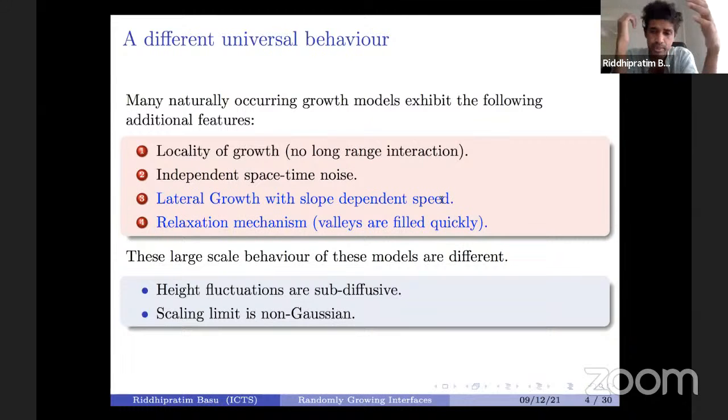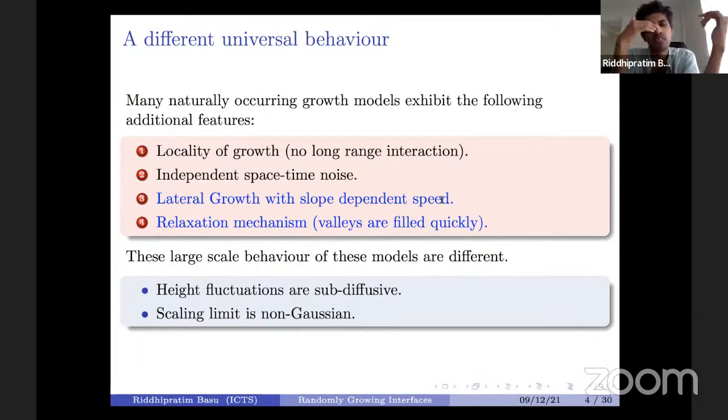That was also there in the previous model, because at each space-time location, whether or not there is a ring and how much the height increases, that's independent across the locations of space and time. But the two additional features which make this class more interesting are the following. One is that the growth will actually depend non-linearly on the slope of the interface.